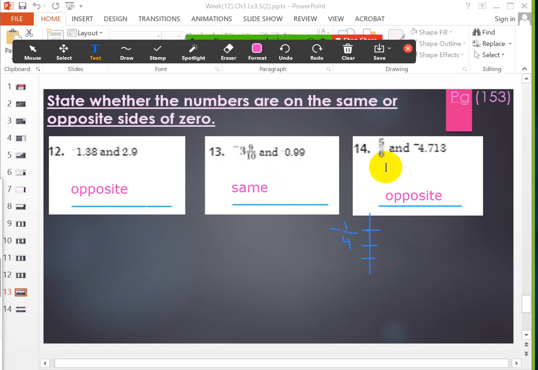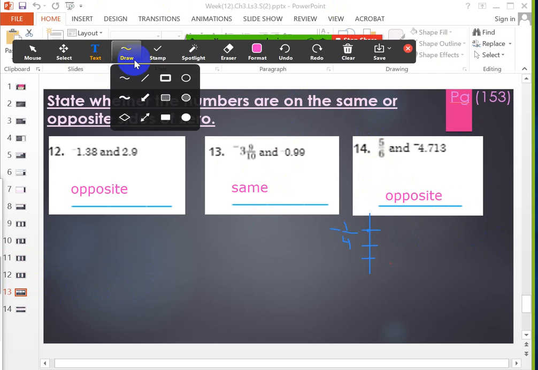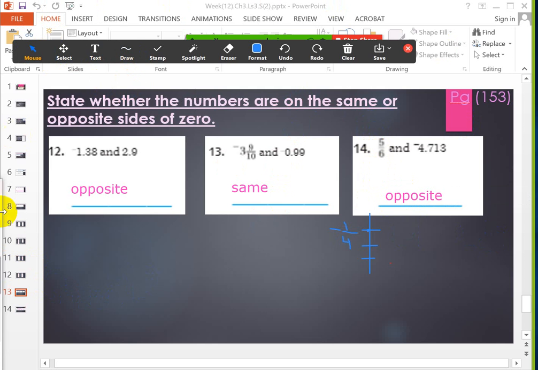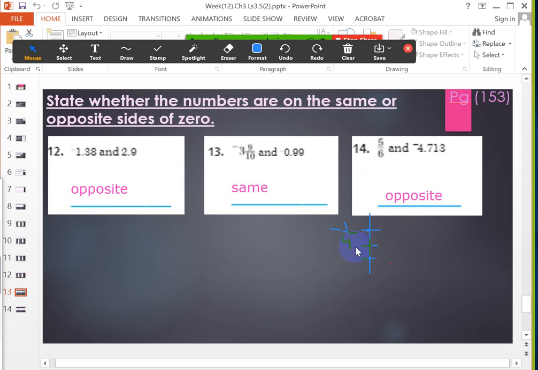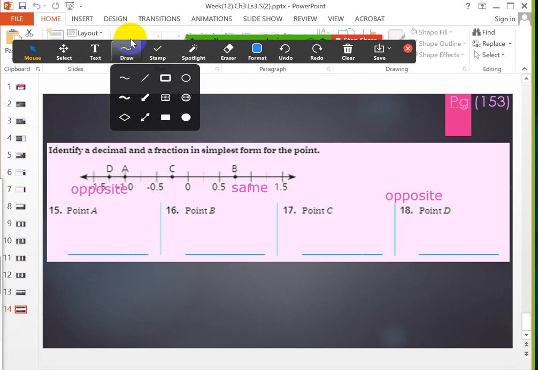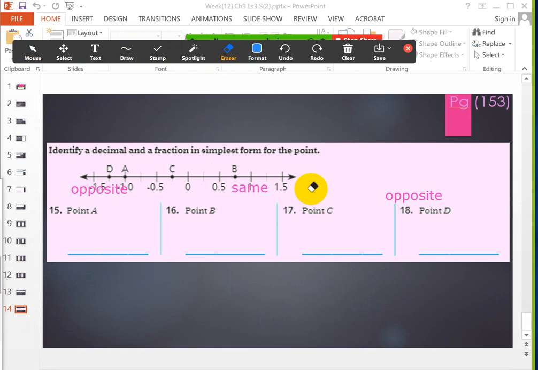Both numbers, negative and positive, will be on the opposite side. Let's move to the last example. Did you finish, girls, this one? Please type 1 if you finish. Okay, let's move to the last example today.